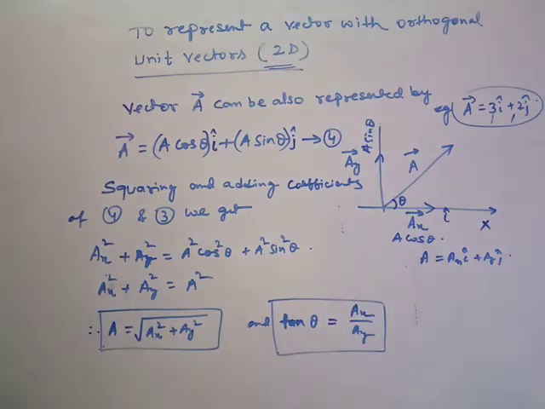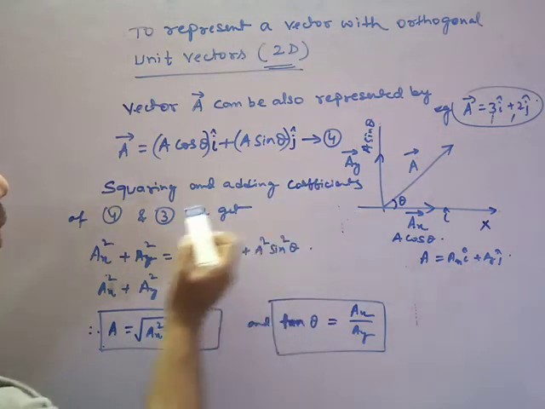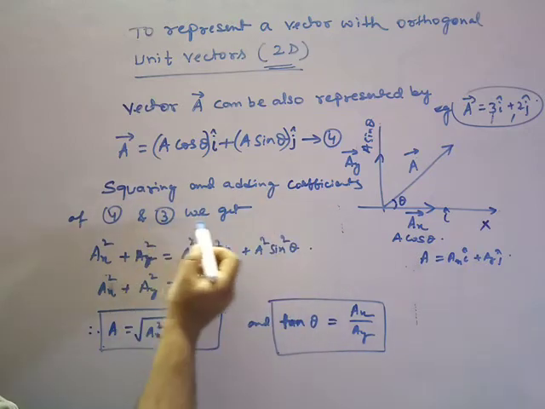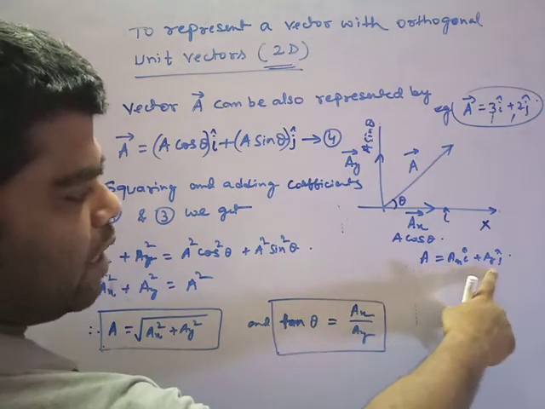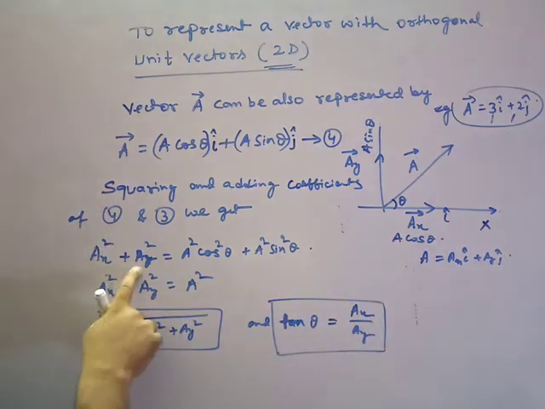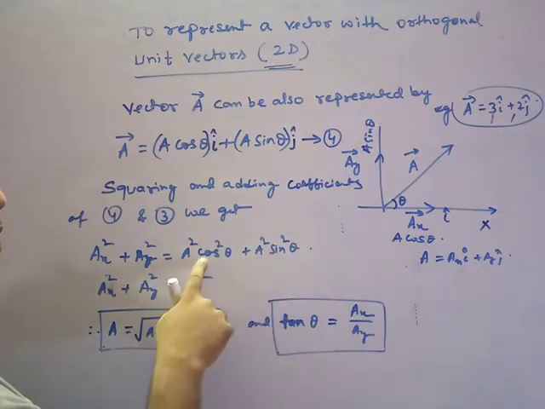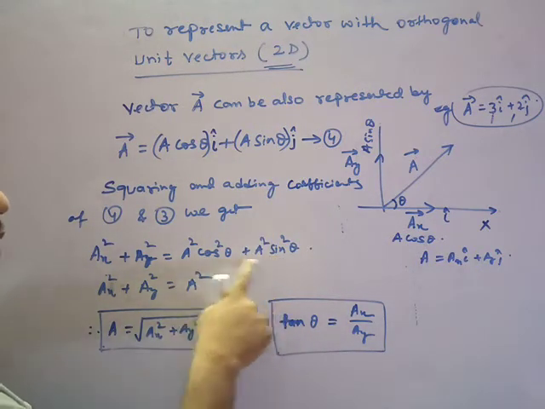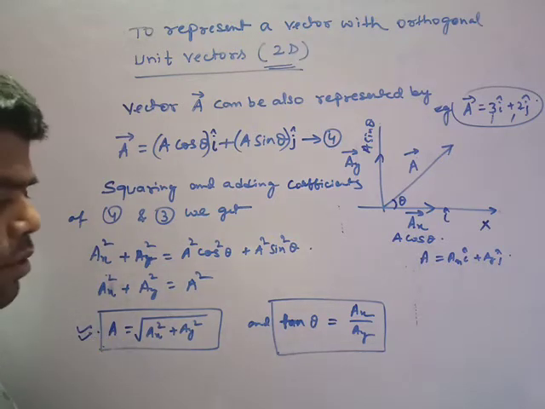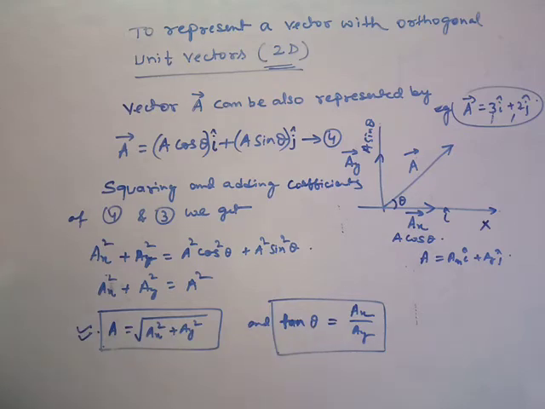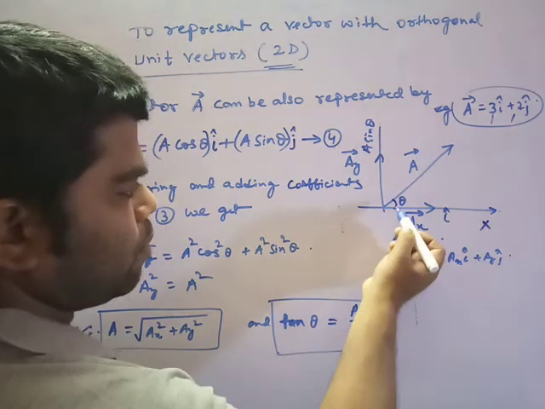Now if I compare equations 4 and 3 by squaring and adding the coefficients, because your target is to find the magnitude, and magnitude is only possible with the help of the coefficients. In equation number 3, the coefficients are ax and ay. In equation number 4, they are a cos theta and a sin theta. Squaring and adding, I got this. So this is the formula for finding the magnitude.